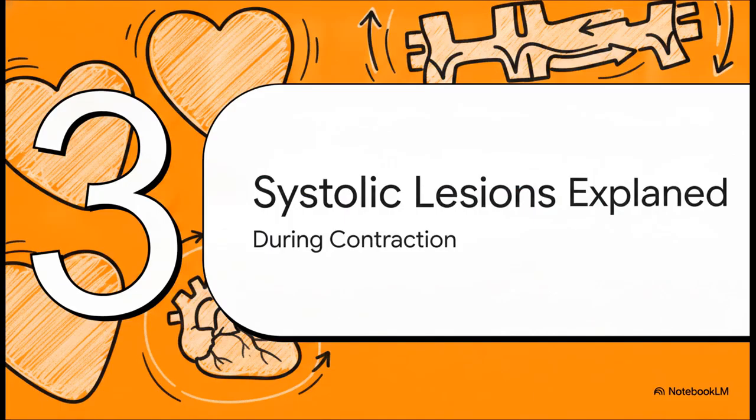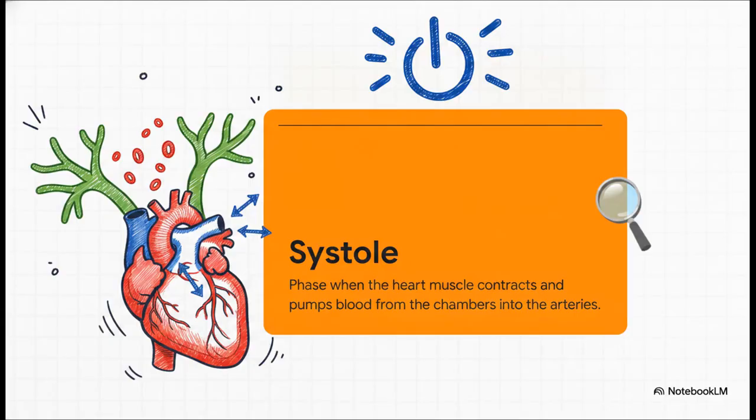Section 3, systolic lesions explained. Let's apply that golden rule as we shift our focus to the specific valve failures that happen precisely when the heart muscle is actively working and contracting, just to make sure we've all got the exact same clinical baseline before looking at the pathology. Systole is simply the phase when the heart muscle actively contracts. It's pumping blood from the ventricles out into the massive arteries of the body and the lungs. It's the active, powerful squeeze of the heart.